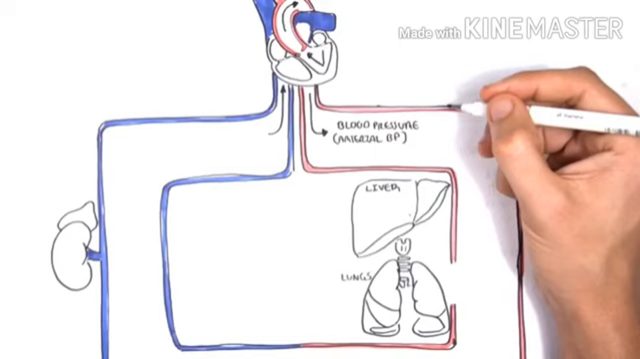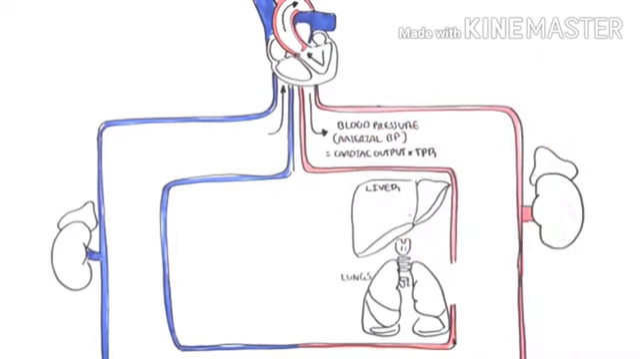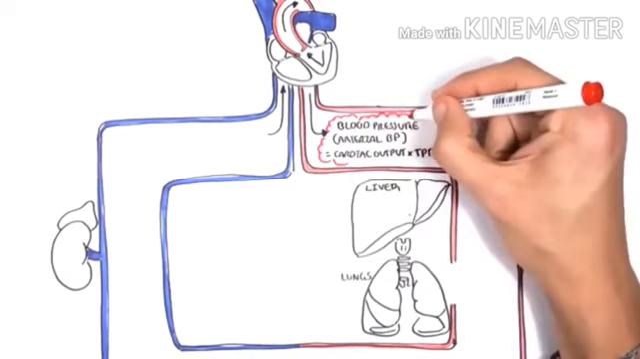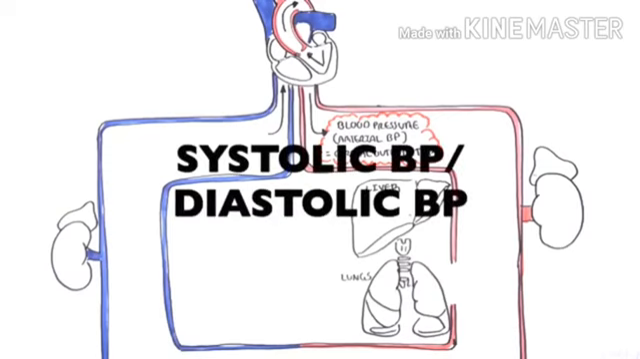The blood pressure is determined by multiplying the cardiac output by the total peripheral resistance, and this is one of the key points for understanding how the blood pressure is regulated. So we must know that the blood pressure is always regulated by the cardiac output and the total peripheral resistance.